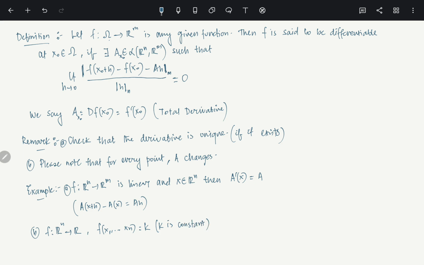Now the question is: what is the derivative? Please check that the derivative at any point x, df at x, is going to be the 0 linear map.